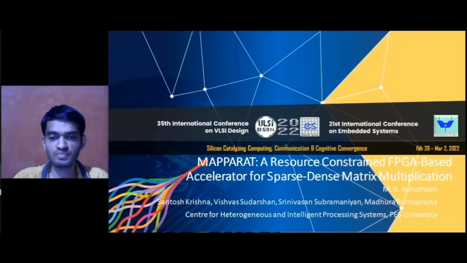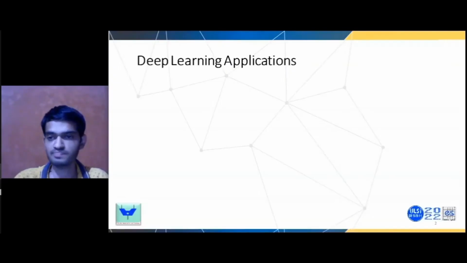Thank you. Hello everyone, my name is Ashutosh Amar. Today I'm going to present MAPPARAT, a resource-constrained FPGA-based accelerator for sparse-dense matrix multiplication. This work was done by myself, Santosh Krishna, Vishwas Sudarshan, Srinivasan Subramanian, under the guidance of Professor Madhura Purna Pragna at the Center for Heterogeneous and Intelligent Processing Systems, PES University.